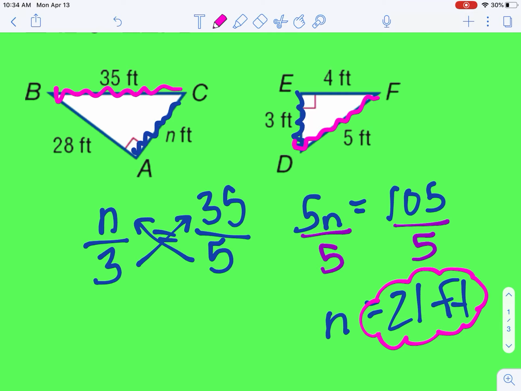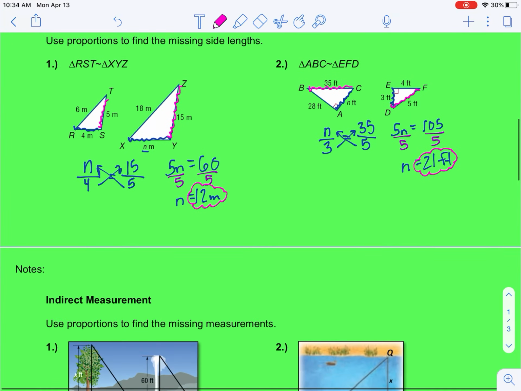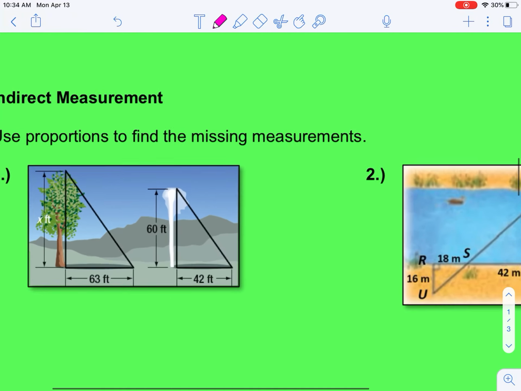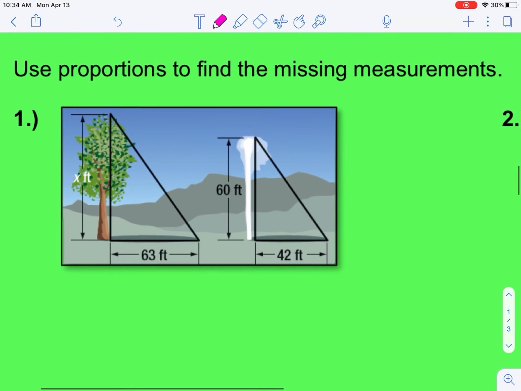Now, solving for missing side lengths in triangles and other shapes is really great when you're taking a look at pictures and you're doing some word problems. So let's take a look at 2 more examples. I'm going to use proportions to find my missing measurements.